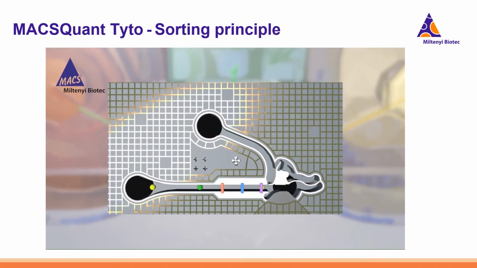So the positive target cells will end up in the input chamber, and all the negative cells, as well as the majority of the buffer, will flow through into the negative collection chamber.